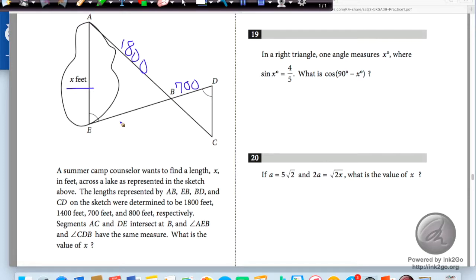I also know that EB is going to be 1,400, and I know that CD is going to be 800. Now it says, respectively, segments AC and DE intersect at B, therefore making this an intersection and making these angles here vertical angles. So it looks as though the other angles are also congruent. Right, so I'm going to make this vertical angle here congruent. It says AEB and CDB.